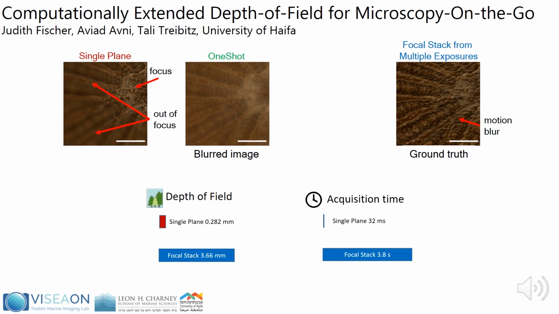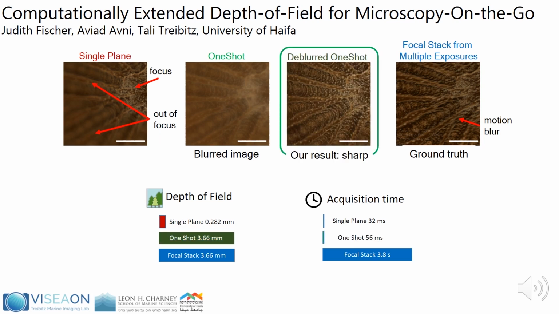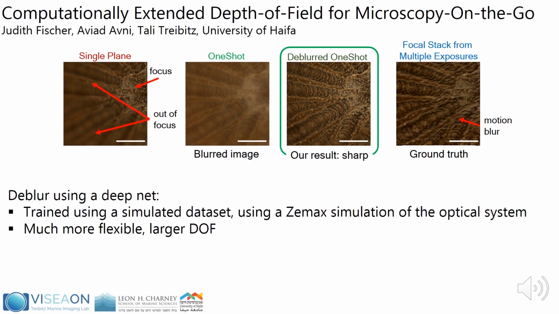The one-shot image has to be deblurred in post-processing, and previous methods suggested simple deblurring based on restricting assumptions that led to a limited range. We suggest using a deep neural network for deblurring and show a tenfold increase in the depth of field with a minor increase in the acquisition time. We train the DeepNet on a simulated dataset and it results in a more flexible system with larger depths of field. We will show more exciting results in our talk.